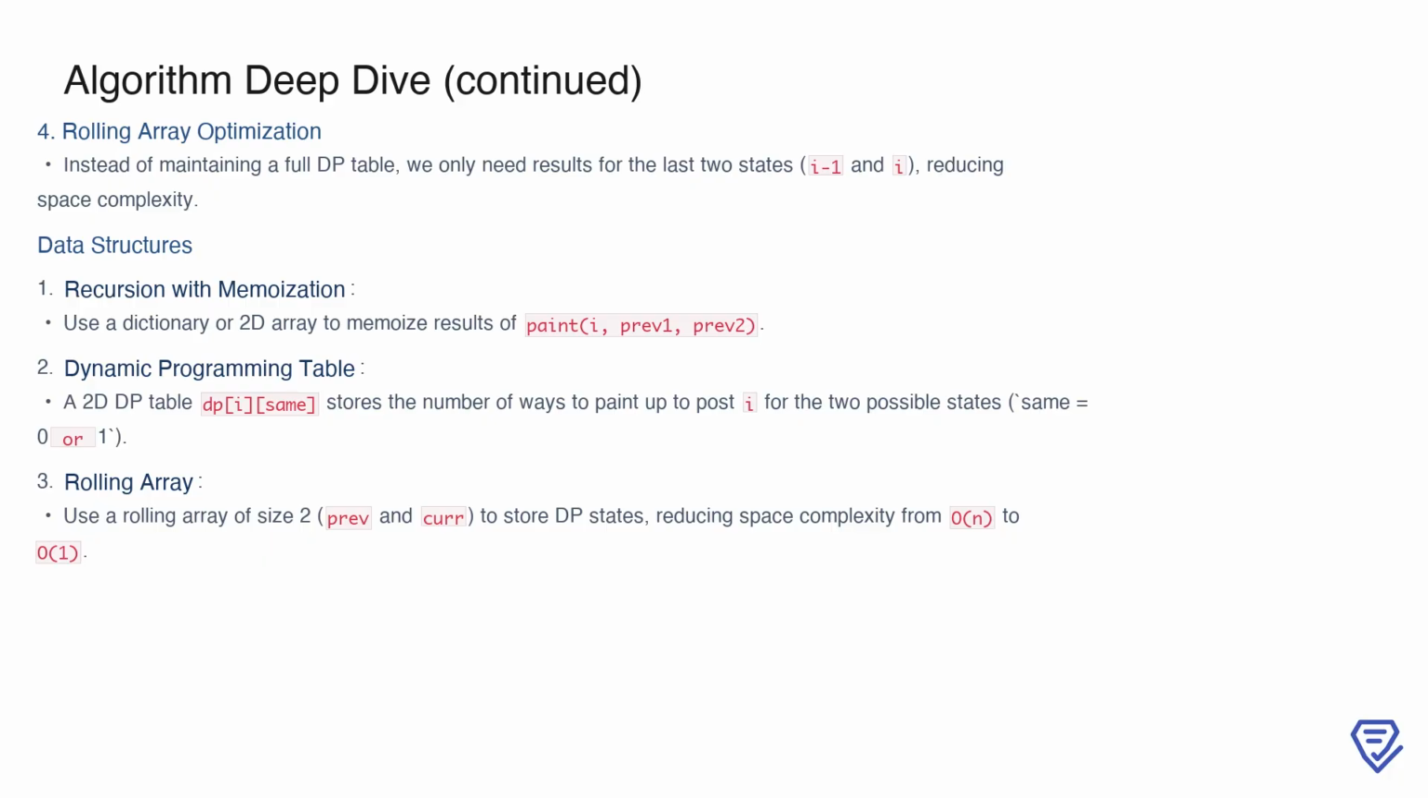through the posts. In terms of data structures, recursion with memoization can also be used to optimize the brute force approach, storing results of paint(i, previous1, previous2) in a dictionary or 2D array. For the DP solution, a 2D table DP[i][same] can be used to store the number of ways to paint up to post i for both states of same. However, the rolling array is more efficient in terms of memory usage, making it ideal for large inputs.